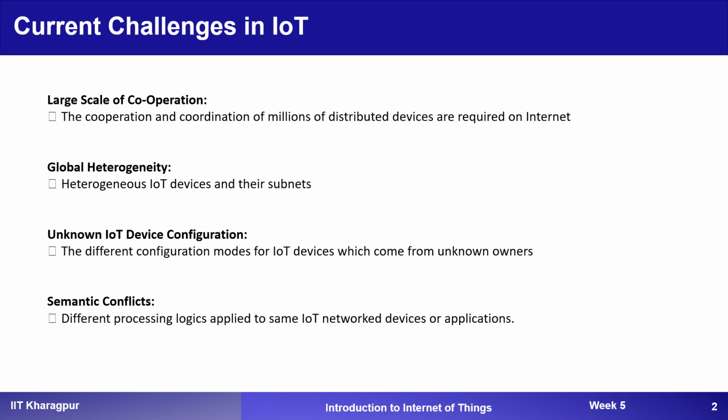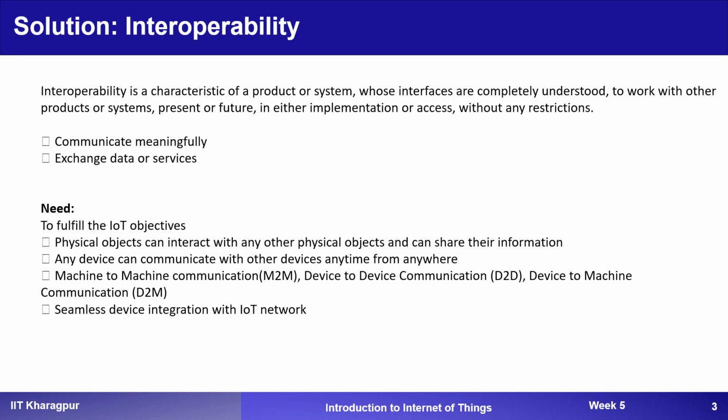In order to solve these challenges, the solution is interoperability. Interoperability is a characteristic of a product or system whose interfaces are completely understood to work with other products or systems, present or future, in either implementation or access, without any restriction. Interoperability in IoT involves different types of devices made by different vendors which follow different specifications. There is no particular standard that these devices follow.